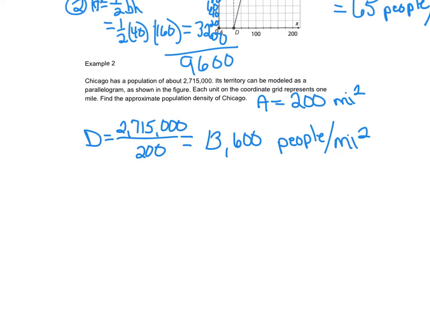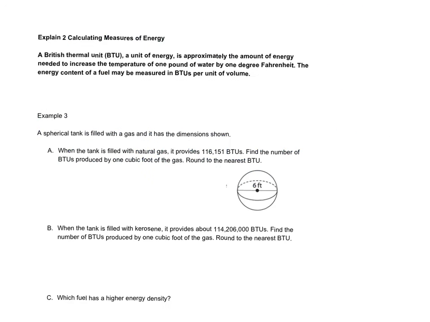Okay, you should have gotten 13,600 people per square mile. And if you think about this, this is in Chicago, right? That's a big city. That's a lot of people. Here we just talked about that 1 square mile only having 65 people living in it. And now we're talking about a square mile having 13,600 people living in it. That's crazy. So let's look at the next one on the next page.